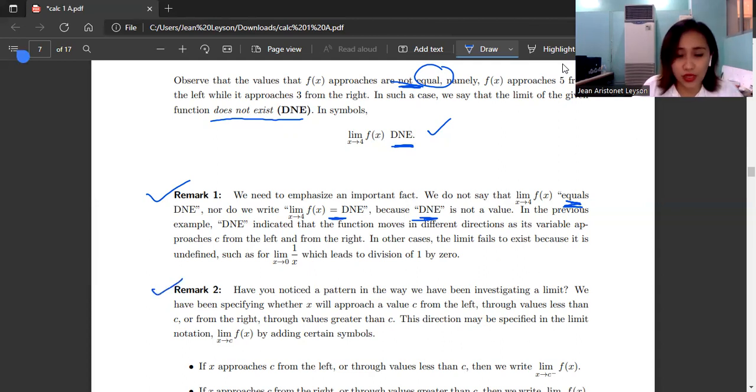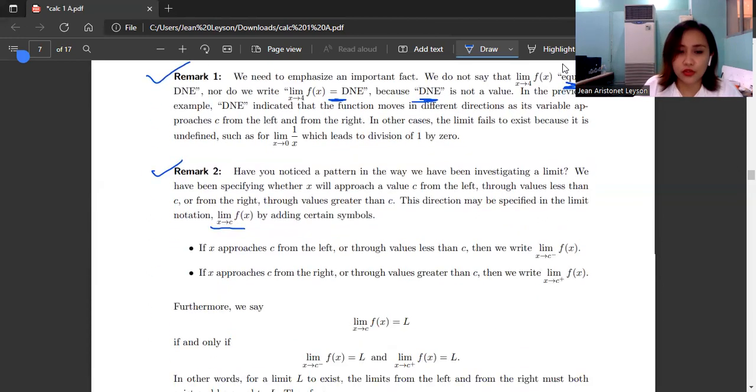Remark number 2. Have you noticed a pattern in the way we have been investigating a limit? We have been specifying whether x will approach a value C from the left through values less than C, or from the right through values greater than C. So this direction may be specified in the limit notation, limit of f of x as x approaches C, by adding certain symbols. If x approaches C from the left, or through values less than C, then we write the limit of f of x as x approaches C from the left.